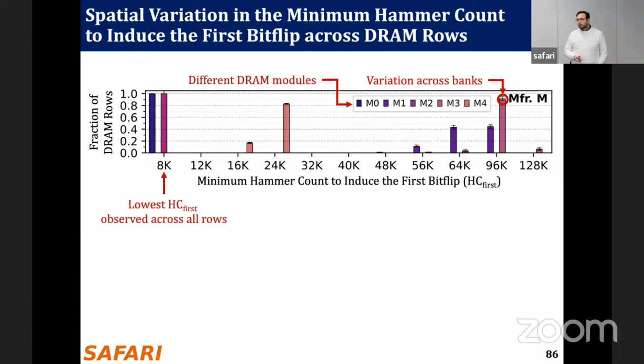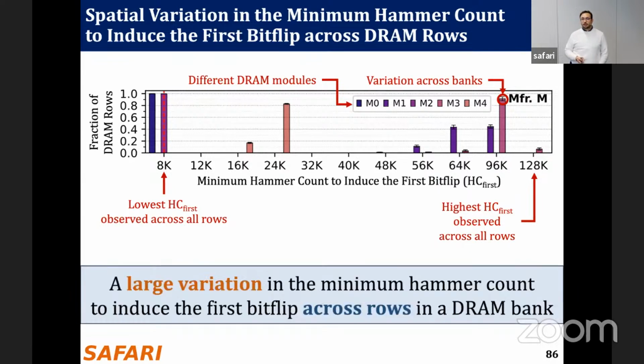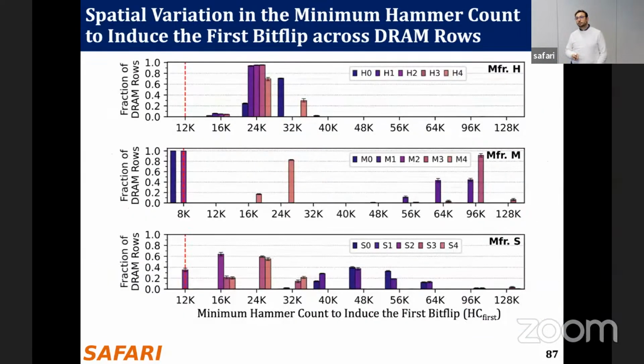Is this double-sided or single-sided? Double-sided. We observe the lowest HC first around 8K for these modules and the highest around 128K. This means that there is a large variation in the minimum hammer count to induce the first bit flip across rows in a DRAM bank.